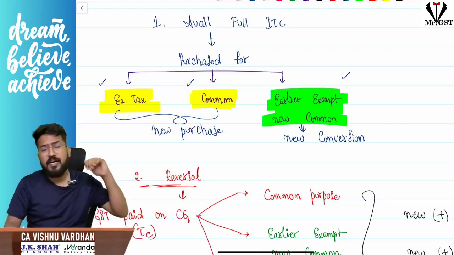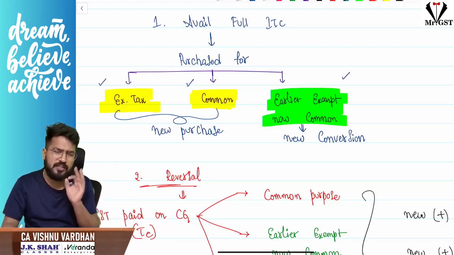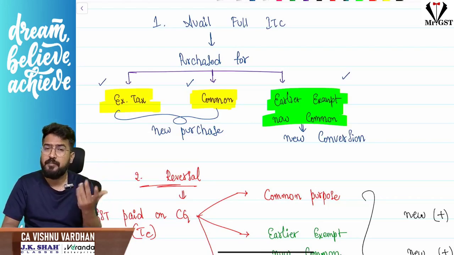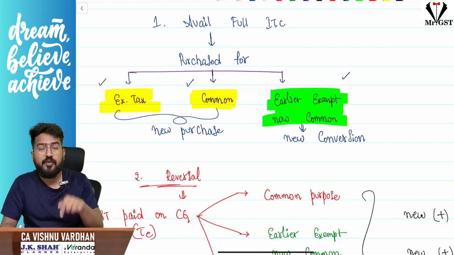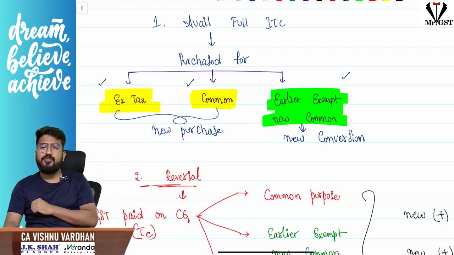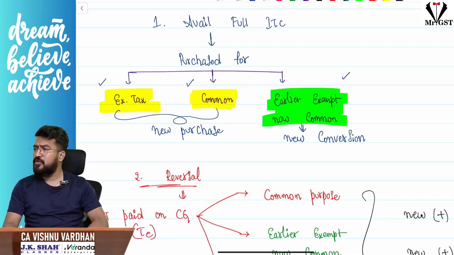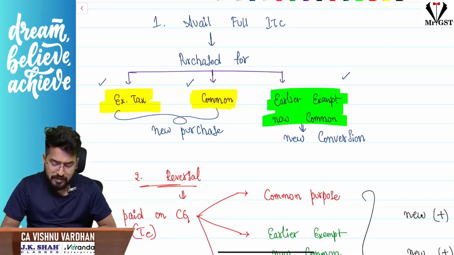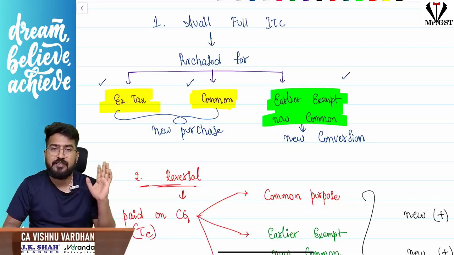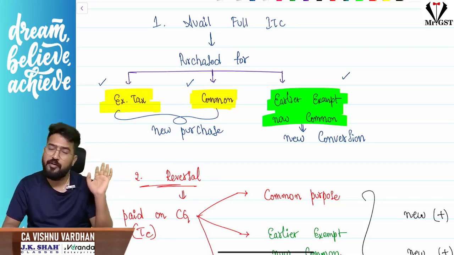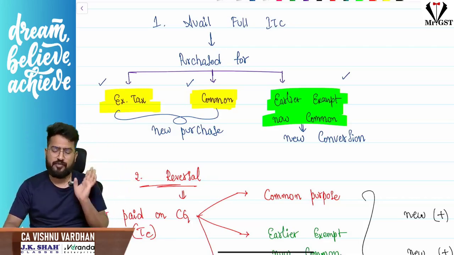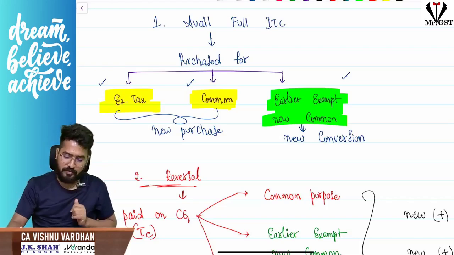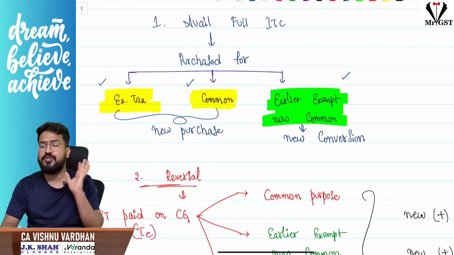Now, earlier in the past I have purchased it exclusively for exempt purpose, but I have not taken ITC at that time. Now that capital goods is going to be used for common purpose, both taxable purpose and exempt purpose. On that also you take full ITC. Whatever GST you have paid at that time, you take full ITC. Don't worry, we will reverse also, no issues. So on these three things you should take full ITC.